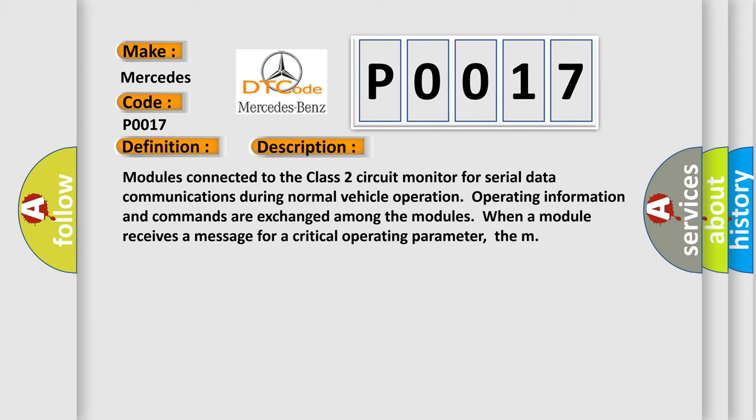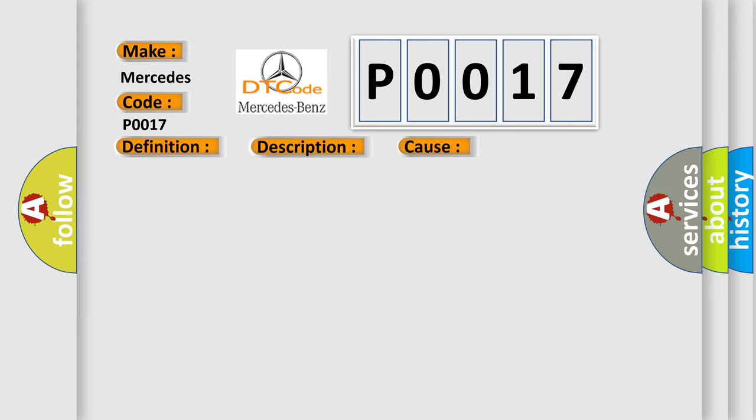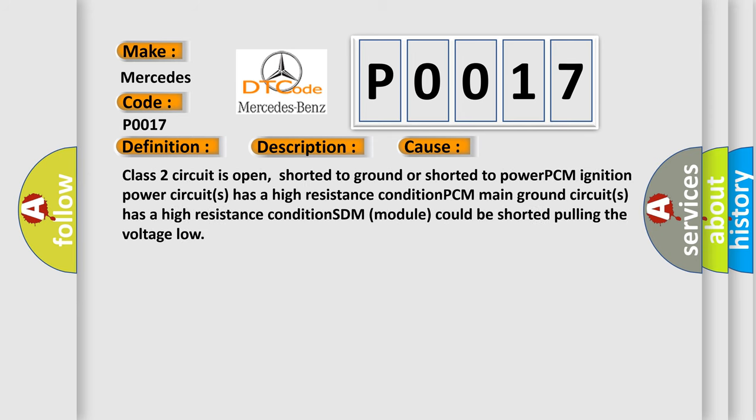This diagnostic error occurs most often in these cases. Class 2 circuit is open, shorted to ground or shorted to power. PCM ignition power circuits have a high resistance condition. PCM main ground circuits have a high resistance condition. SDM module could be shorted, pulling the voltage low.